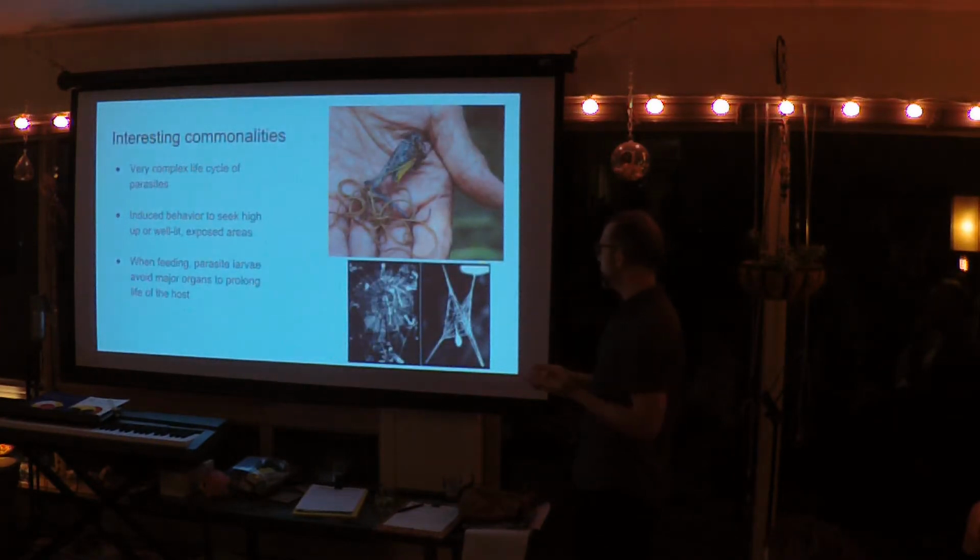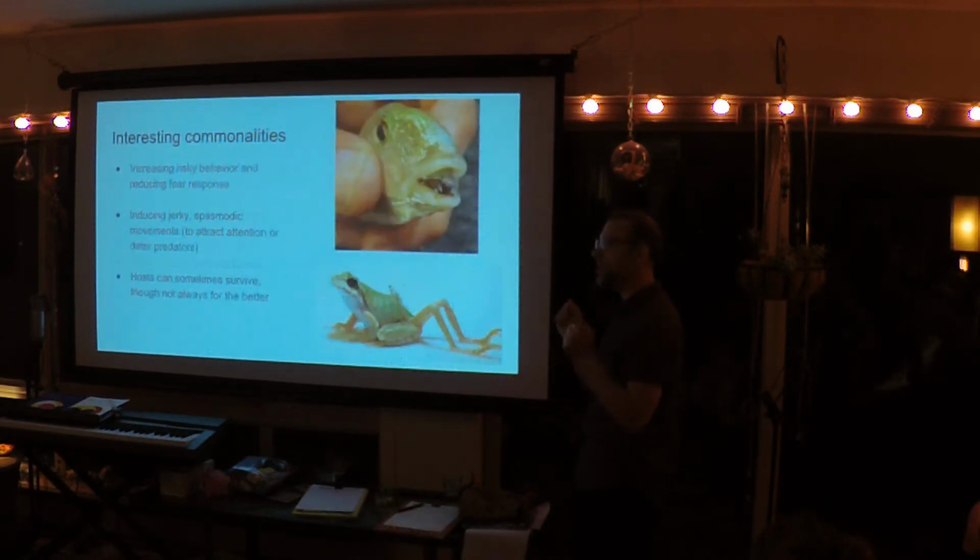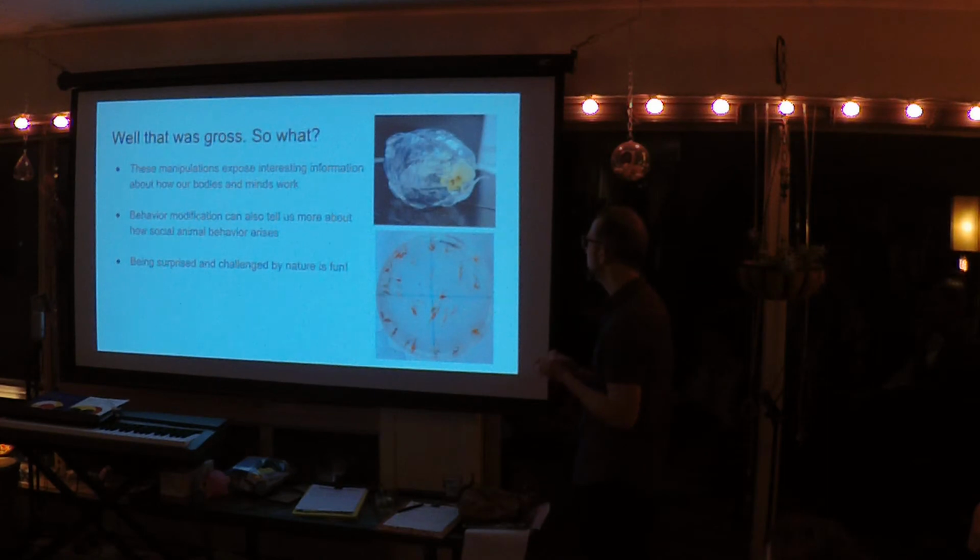So I also wanted to just end by talking about some commonalities of these kinds of parasites. They have very complex life cycles, sometimes with multiple hosts, 2, 3, 4, 5. They induce behavior in their hosts to seek high up and well-exposed areas. And when feeding, they often avoid the vital internal organs to keep their hosts alive, which is incredible. They increase risky behavior, reducing fear response, of course, sometimes inducing these crazy movements to attract or deter attention. And as I mentioned earlier, the hosts can sometimes survive this process, not always to their benefit.